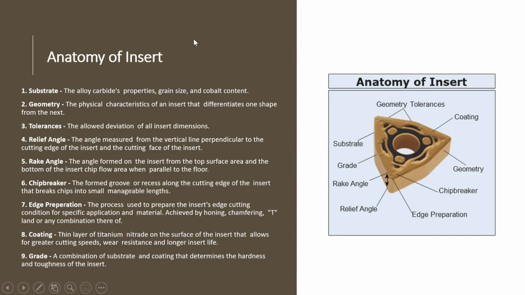In the anatomy of an insert, different parts are there. First of all, the substrate, this portion: the alloy carbide's property, grain size and cobalt content. So this is the outer part. Then geometry, the physical characteristic of the insert. This shape is a trigon shape, so the geometry is a trigon. Sometimes it will be triangular, square, diamond shaped, or circular.